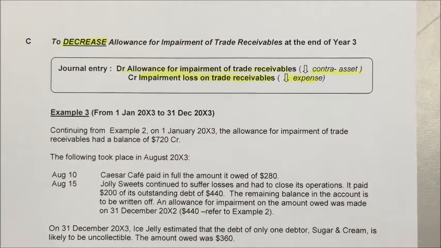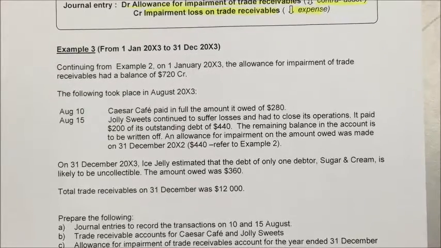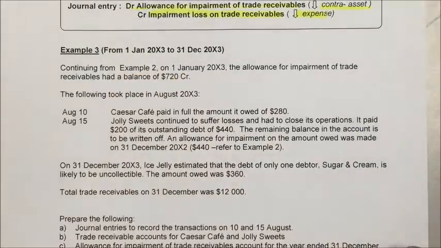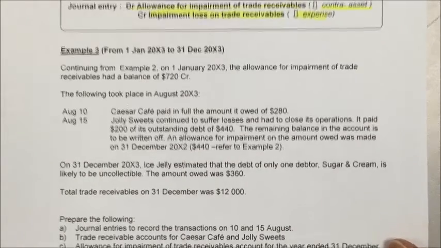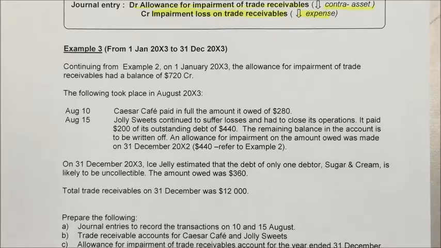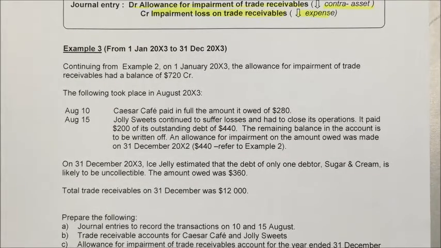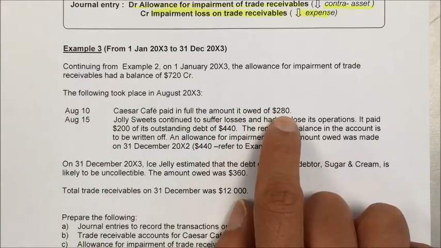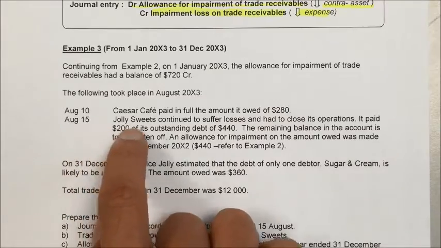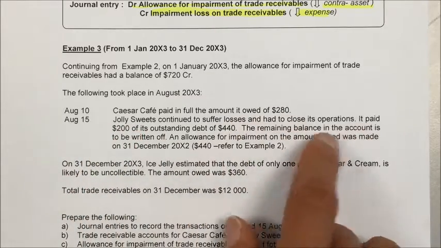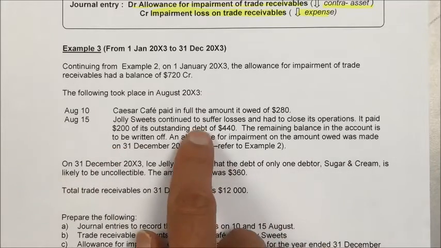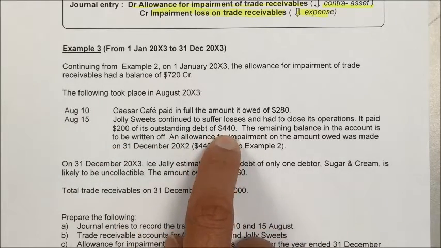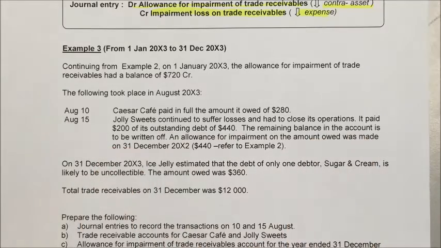Let's look at example 3. Now in example 3, we continue from example 2, in which on 1st of January 20x3, the allowance for impairment of trade receivables had a balance of 720. Now the following took place in August 20x3. On August 10, Caesar Cafe paid in full the amount it owed of $280. On August 15, Jolly Sweets continued to suffer losses and closed its operations. He then paid $200 out of his total debt of $440. The remaining balance is to be written off.